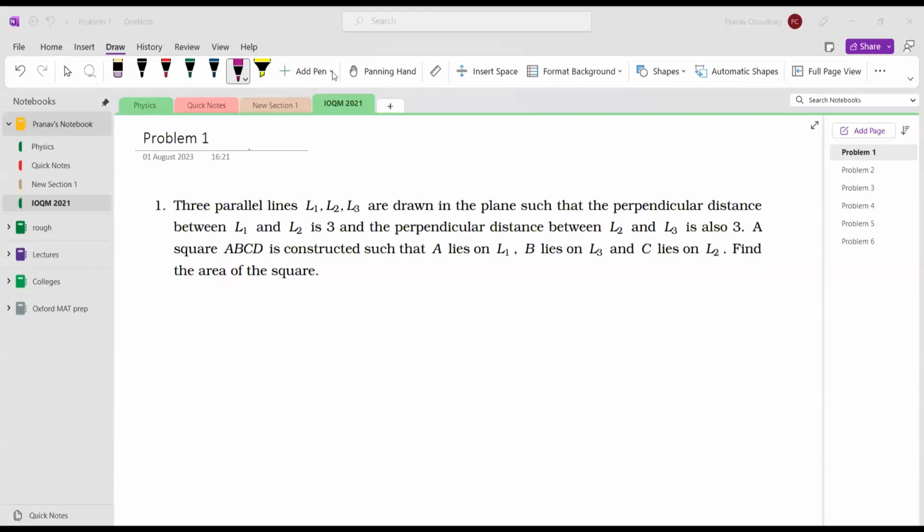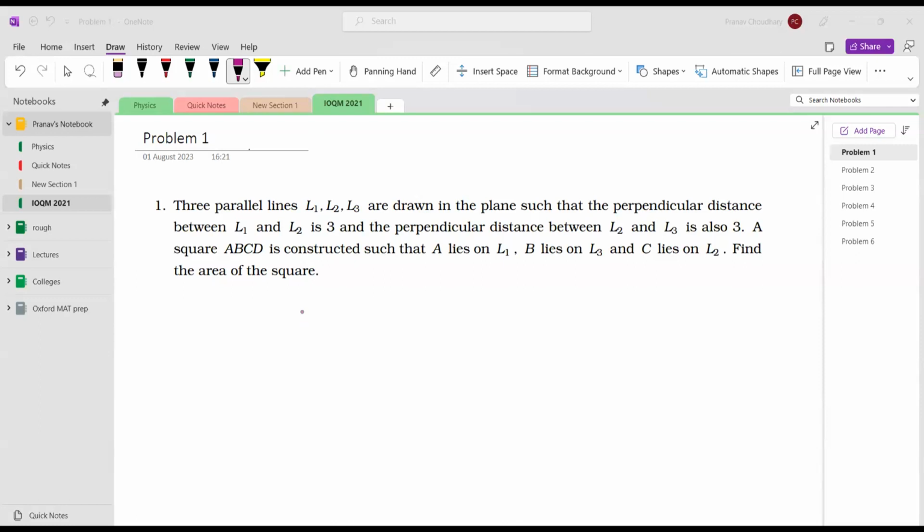Hi everyone. So today we'll be discussing the solutions of IOQM 2021, and after we have discussed all the questions, we'll be presenting an analysis of the paper, which will hopefully be useful. So let's begin with the first question.